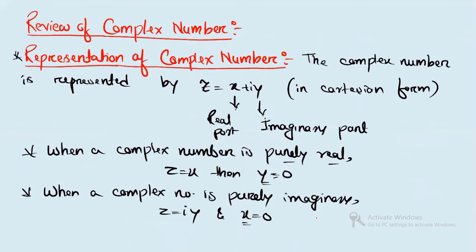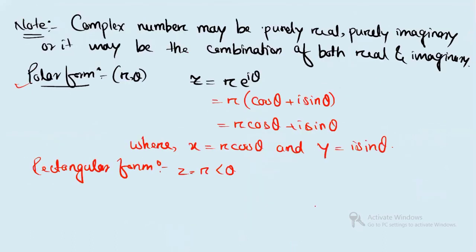We have just seen the representation of the complex number in Cartesian form, right? We have seen what is the real part and the imaginary part. A complex number can be purely real and purely imaginary. When it is real, the imaginary part will be 0. When it is imaginary, the real part will be 0. And a complex number can be the combination of both.